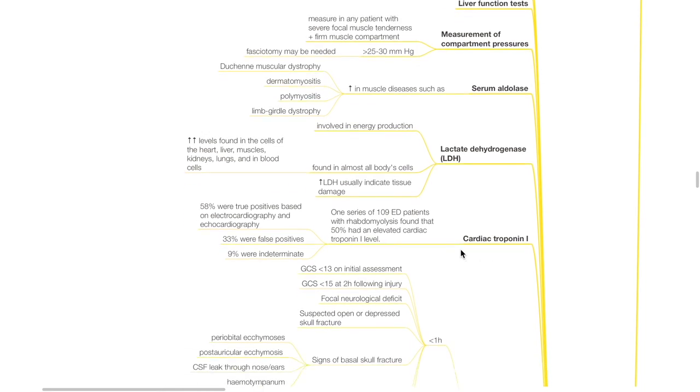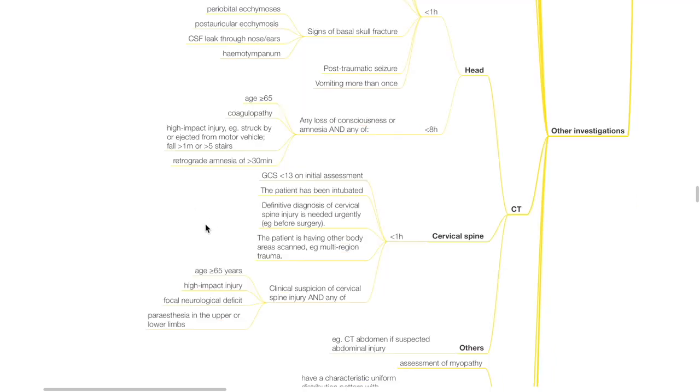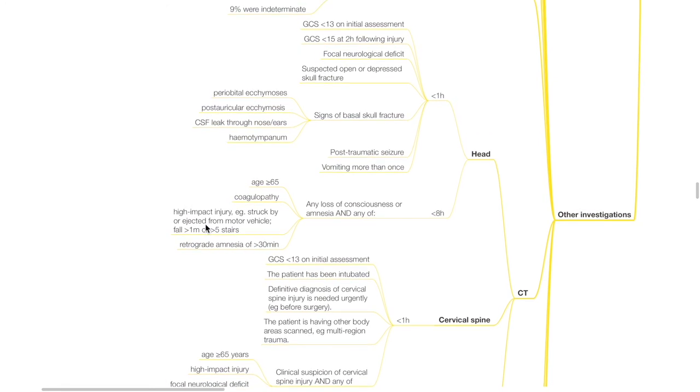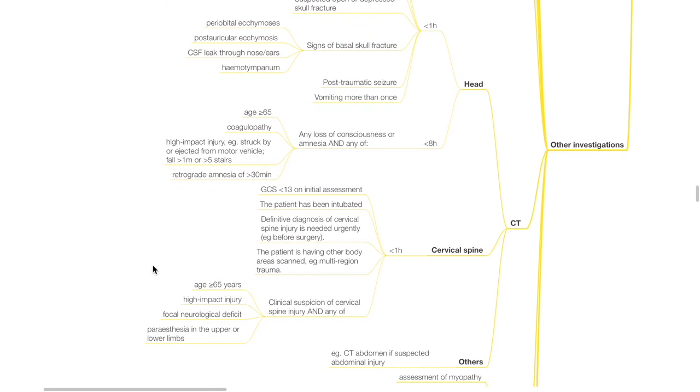Cardiac troponin I: in one series of 109 ED patients with rhabdomyolysis, 50% had an elevated cardiac troponin I level. 58% were true positives based on ECG and echocardiography, 33% were false positives, and 9% were indeterminate. CT head, cervical spine, or CT abdomen may be required to assess for traumatic injuries.